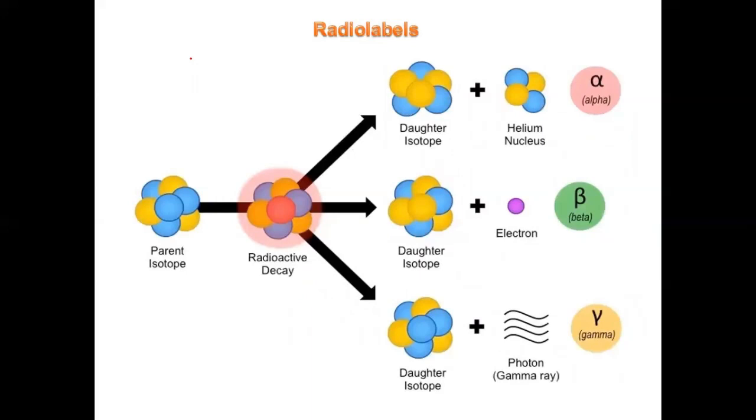We can use a parent isotope or any element to which the DNA can be bound. And when it undergoes radioactive decay, it forms a daughter isotope and it can emit an alpha particle or a beta particle or a gamma particle. Alpha is very less penetrating, so we cannot use this. Beta is more ideal because it does not penetrate deep into our body, so it is safer than gamma. Gamma is highly penetrating and it is highly ionizing.